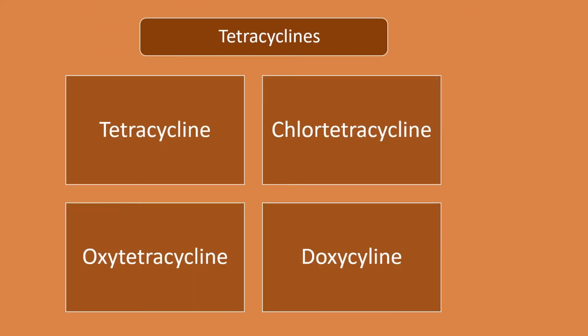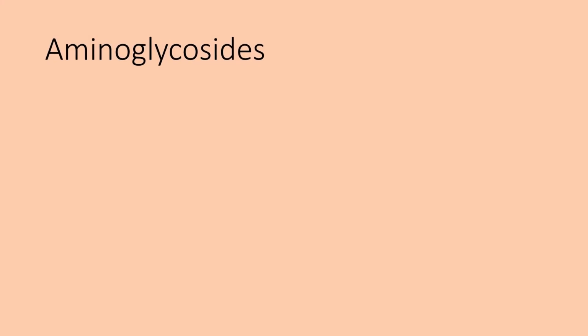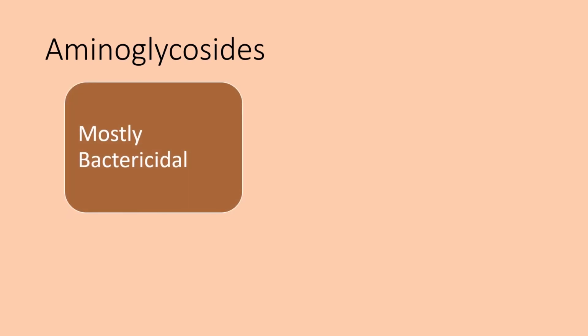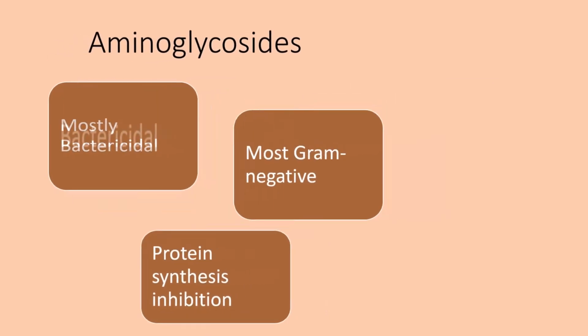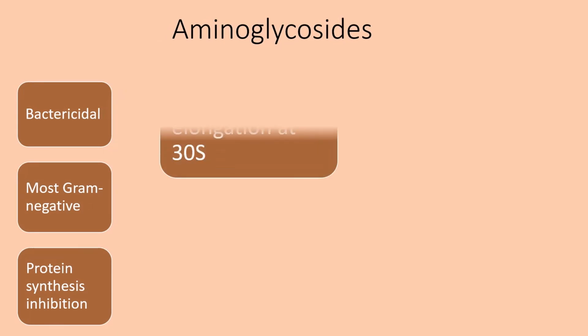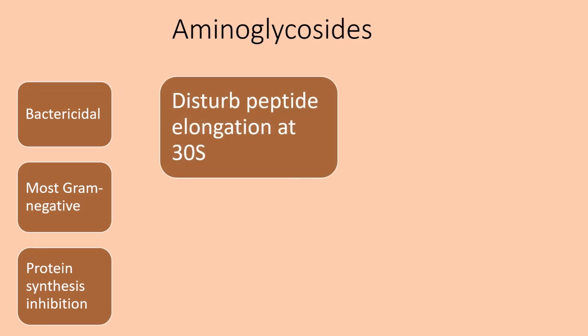The next subclass that we're going to look at are aminoglycosides. Mostly bactericidal, but sometimes they can be bacteriostatic depending on the species of bacteria and concentration of these antibiotics. They're effective against most gram-negative bacteria. Aminoglycosides are protein synthesis inhibitors. They inhibit the protein synthesis of membrane proteins by disrupting the peptide elongation at the 30S ribosomal subunit.